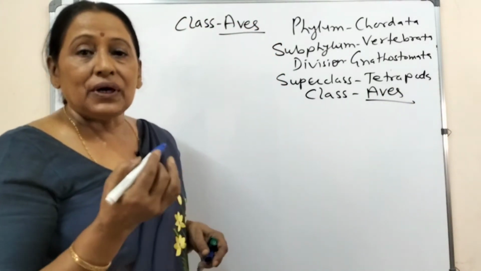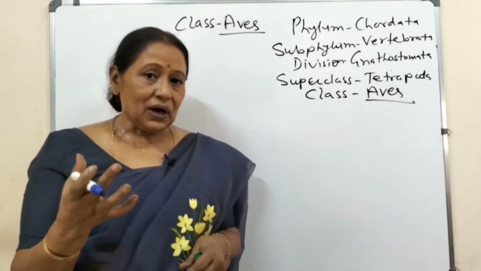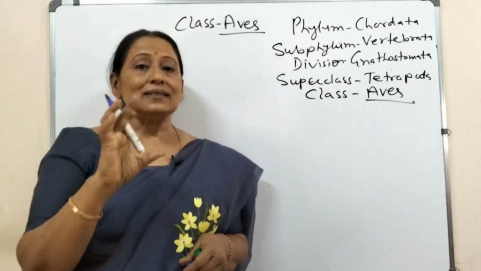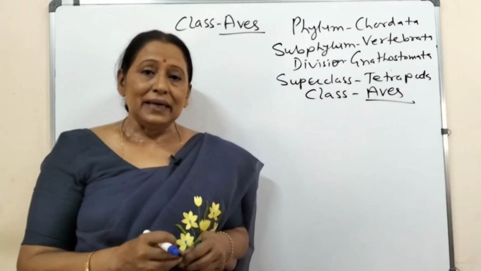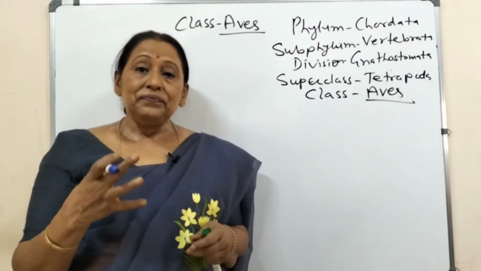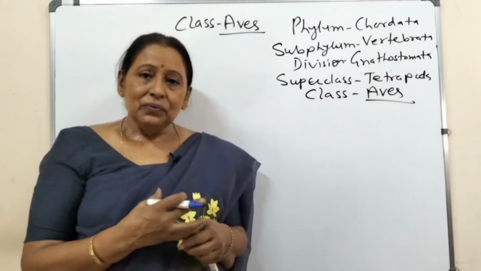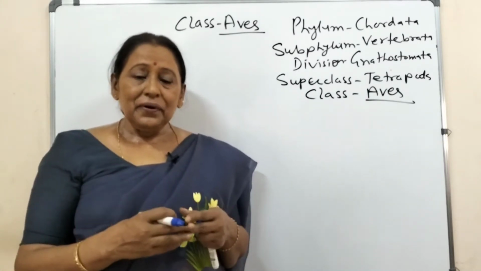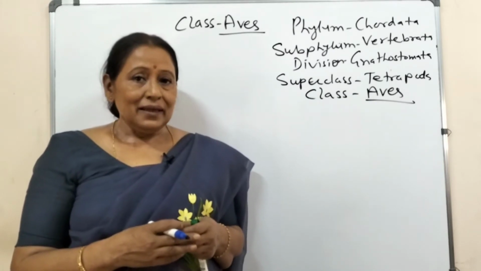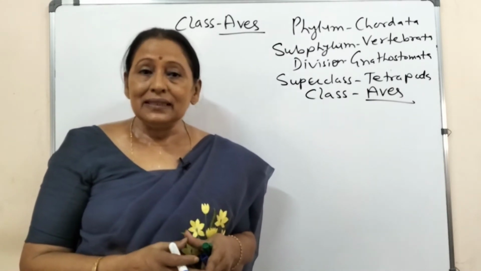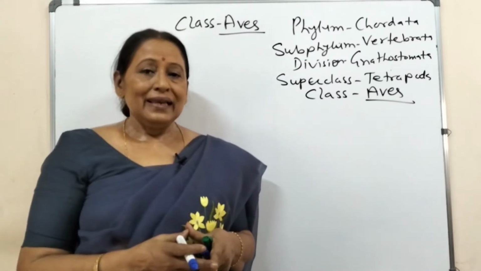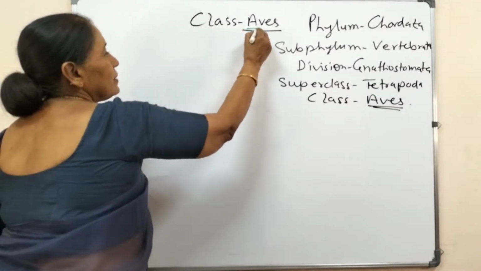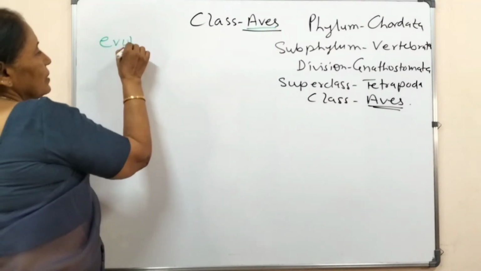What are these Aves? What are their characters? They have evolved from the reptiles. Is there any organism, any fossil which is connecting link between these Aves and the reptiles? What are the different characteristics of these birds which make them so well adapted for their aerial mode of life? All these questions we will answer in this topic from your class 11 chapter Animal Kingdom. First, you should know that these Aves evolved from reptiles.